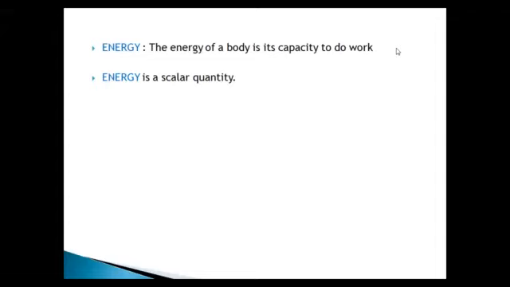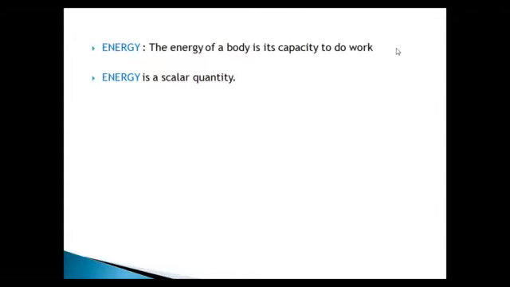So what is energy? Energy is the capacity to do work. Work can be done only by those who have the capacity to do the work. There must be something to do the work, and that something is nothing but energy.